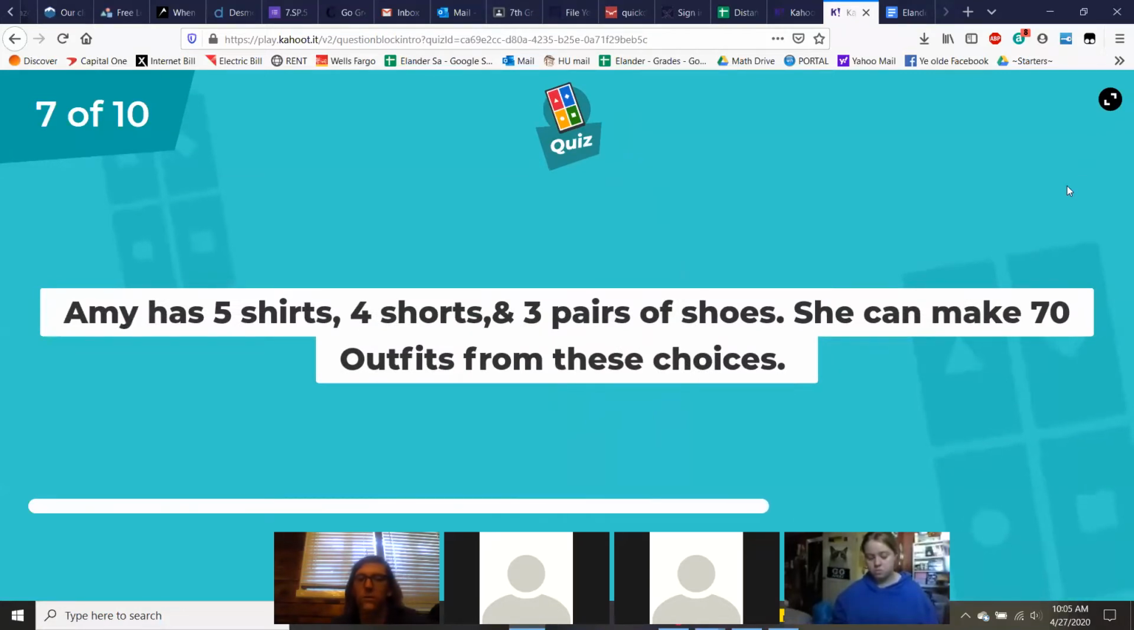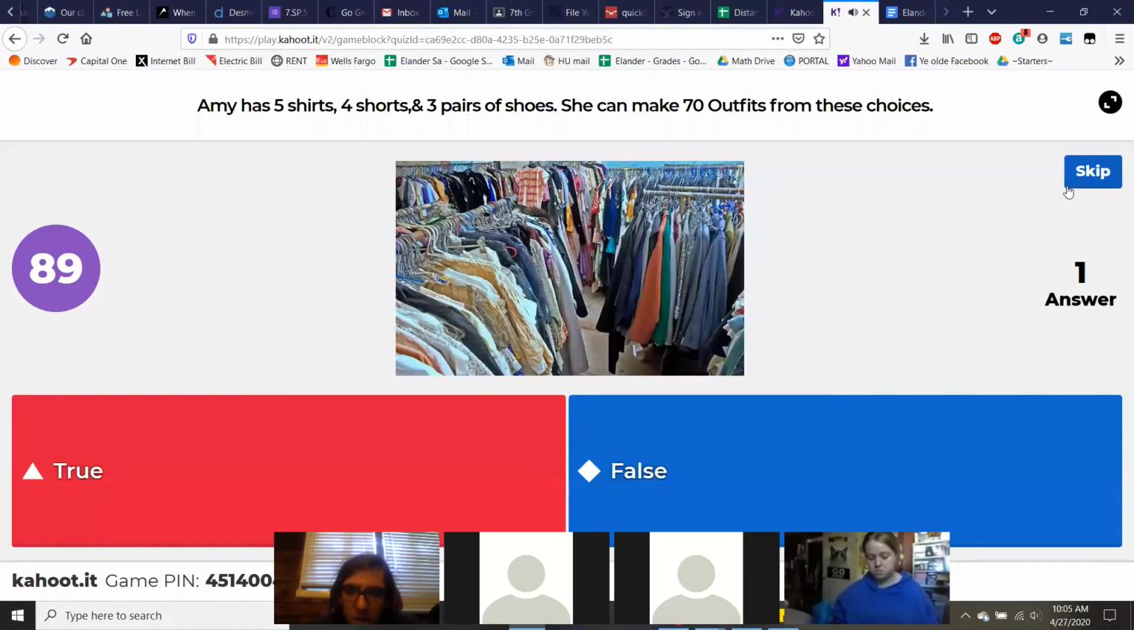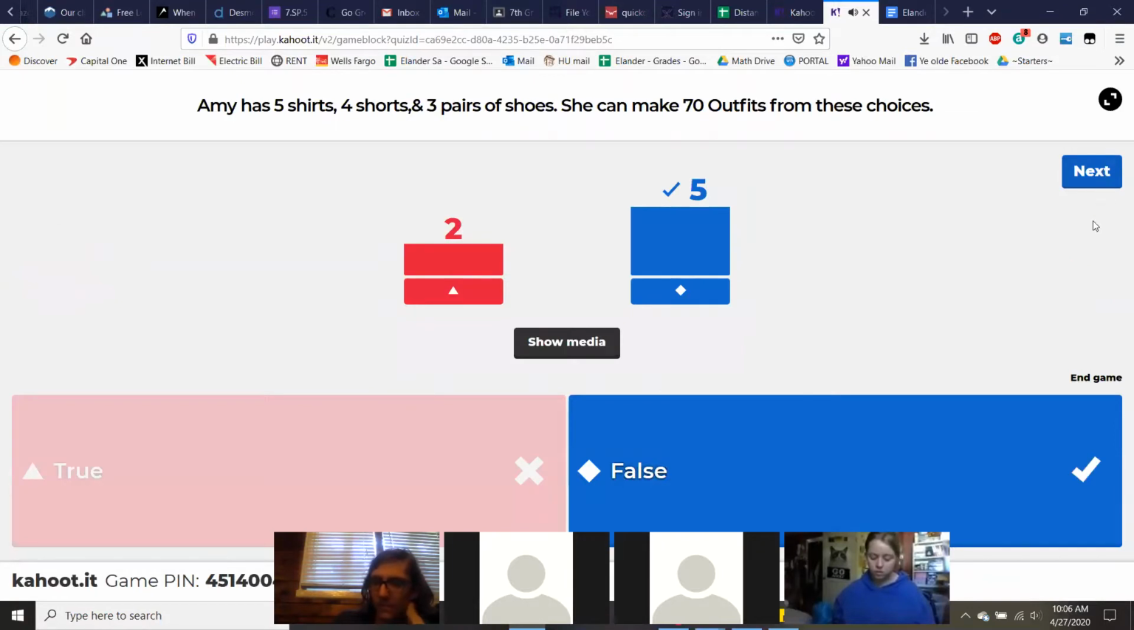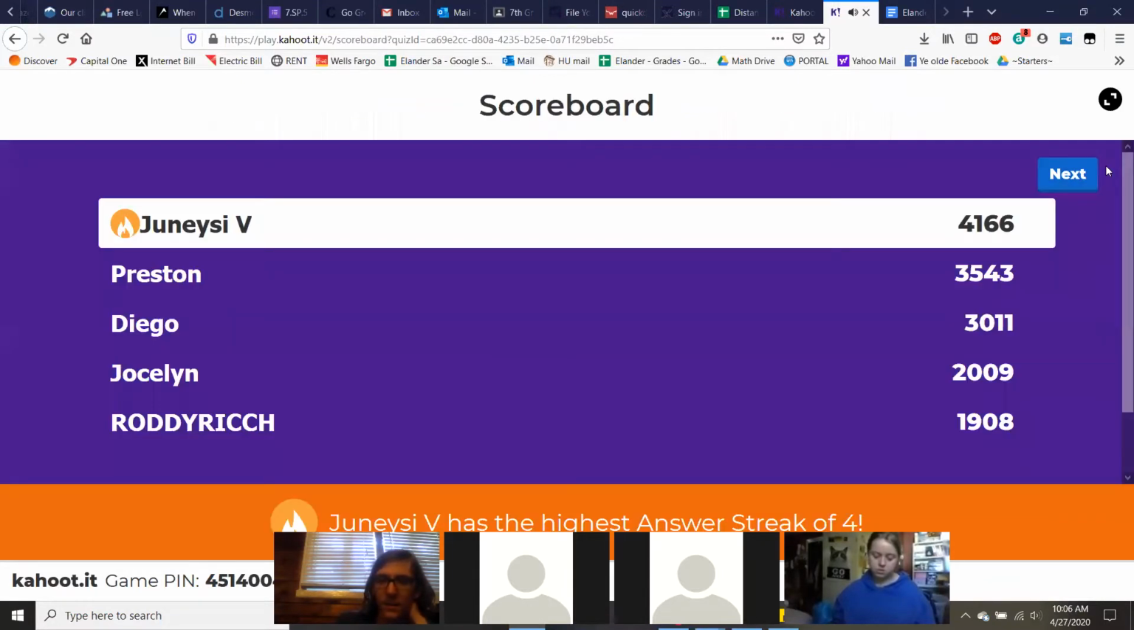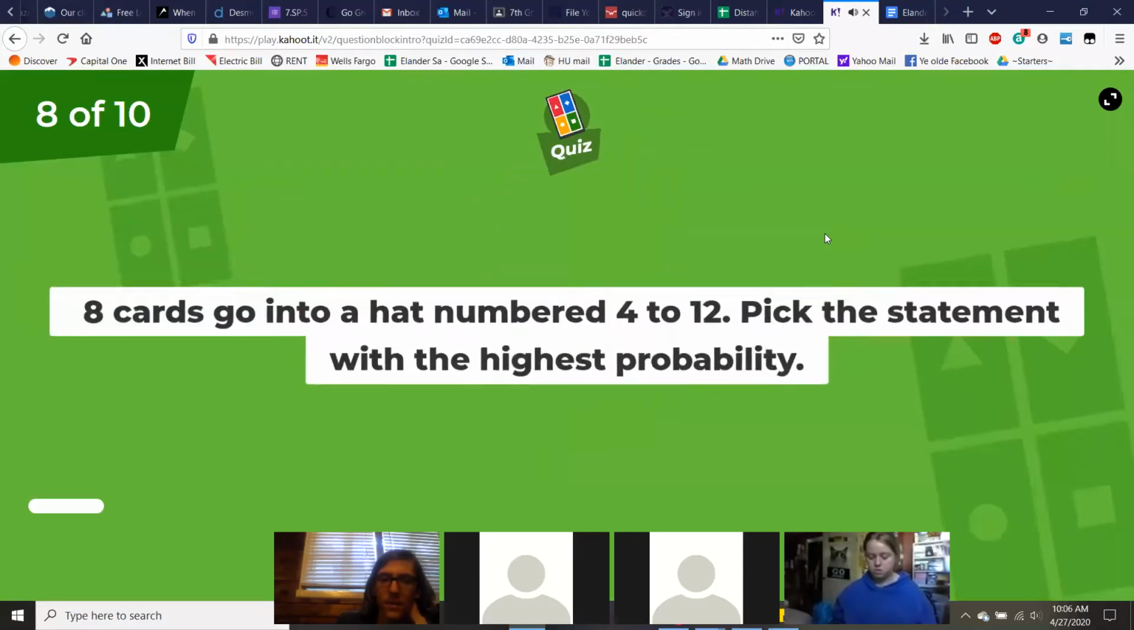All right. Amy has 5 shirts, 4 shirts, and 3 pairs of shoes. She can make 70 outfits from these choices. Once again, go ahead and just go with your best guess on this one. We'll go ahead and skip this one as well. All right. Sorry again about that one. Let's see.